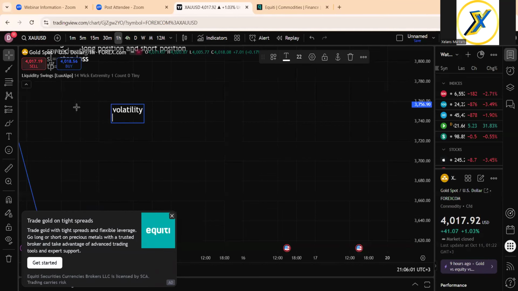Then we also have something else called liquidity. Liquidity is how easily an asset can actually be bought or sold. Forex is basically the most liquid market in the world. So liquidity is basically how easily an asset can actually be bought or sold.